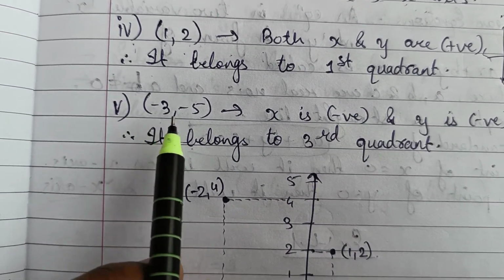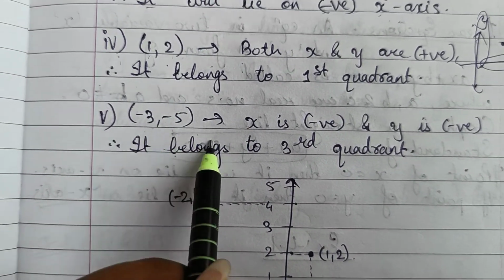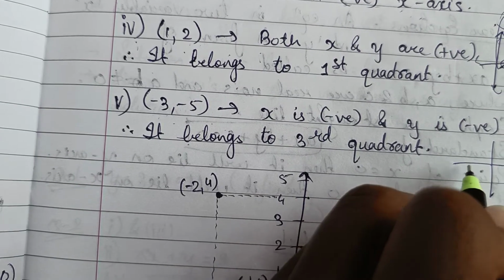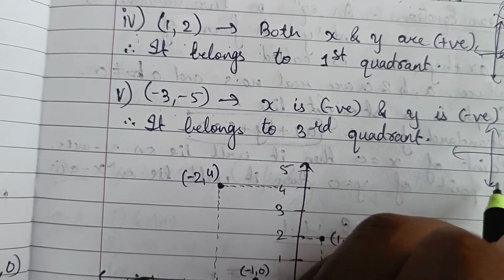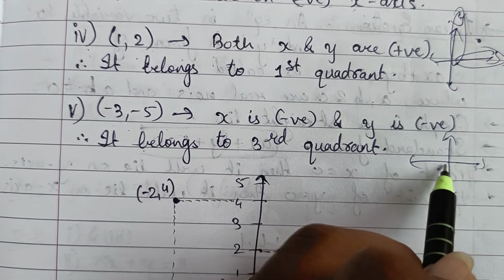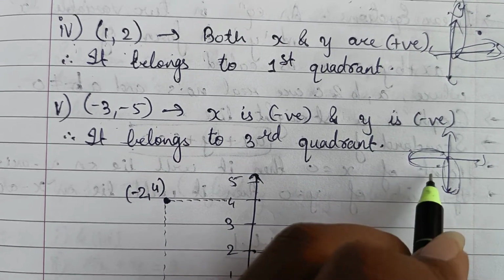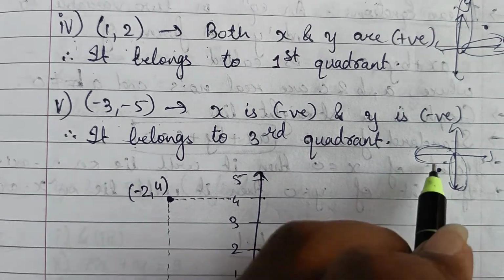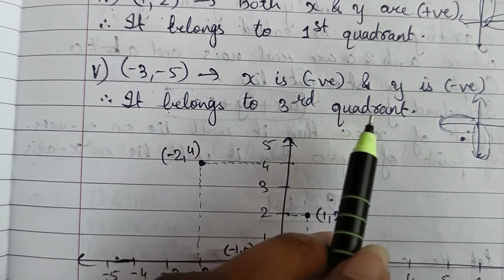Now last, -3, -5. Both are negative, so it will lie in... see, both are negative. So negative x-axis and negative y-axis, it will lie somewhere here, that is the third quadrant. So it belongs to the third quadrant.